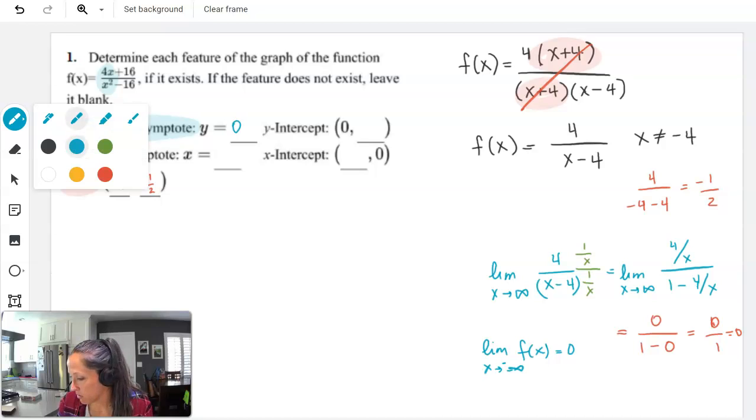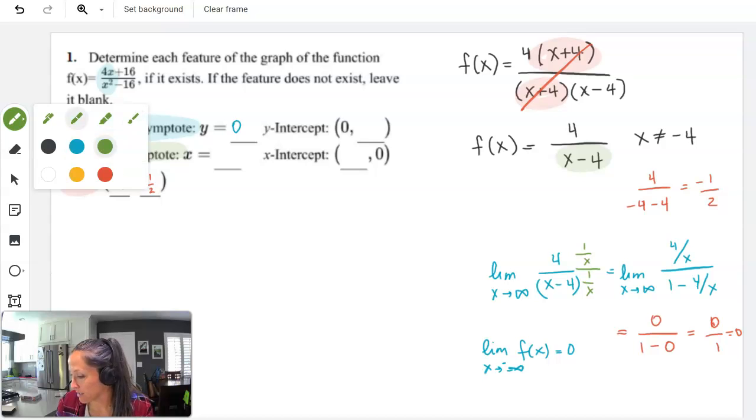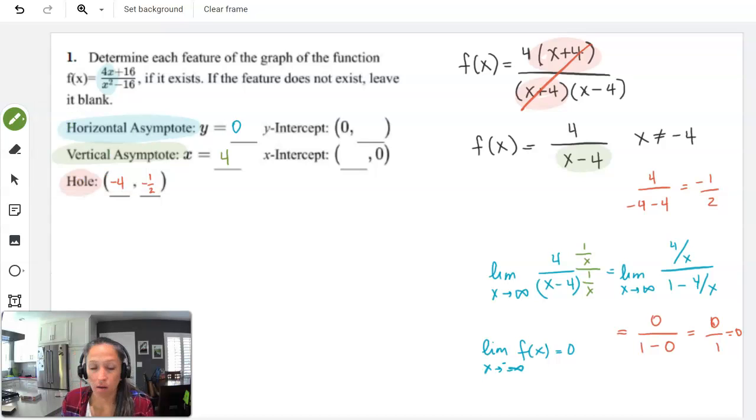Vertical asymptote, this is all about when our function is going to go a little bit off the wall. And so in this one, we're going to look at the denominator of our simplified function, and we can see when x is equal to 4, problems are going to happen. We're going to be trying to divide by 0, and 4 divided by 0 doesn't work. And we're going to play around with this a little bit more.